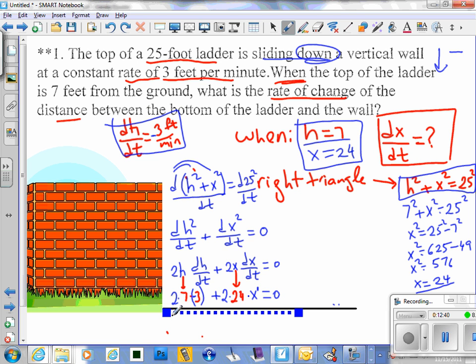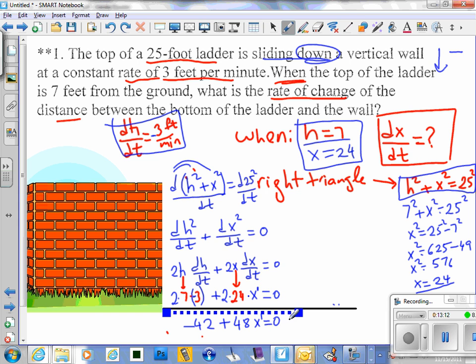Let's solve this equation. I'm not finished with this, but you can finish it. Okay, let me finish it. 2 times 7 times 3, which is 14 times 3, 42, and we have a negative sign, negative 42, plus 2 times 24, 48, times x prime equals 0.